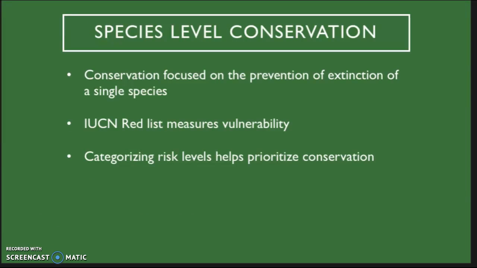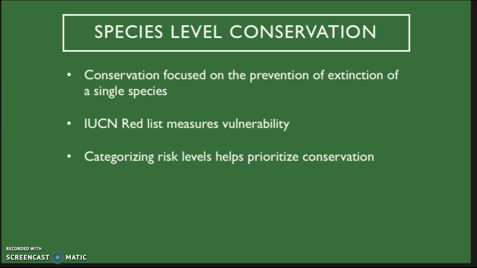So, moving on to species level conservation. This is conservation that focuses on each individual species and the status of that species. So rather than taking into account an entire ecosystem, species level conservation addresses one species at a time. The goal of species level conservation is to prevent the extinction of that species. The status of each species and its level of vulnerability is measured through the IUCN's Red List. On this list, categories of risk are varied from least concern to extinct.